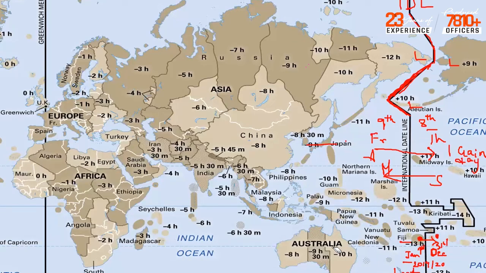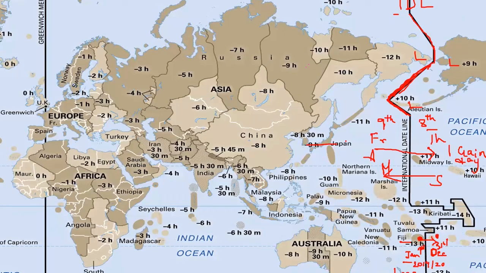Don't worry, when you come to the campus, I'll explain this also. This is a very funny example I've given you. So remember this. You gain when you move from Asia to the American side across the international date line. When you move from the American side to the Asian side, you lose, because of how the dates work.